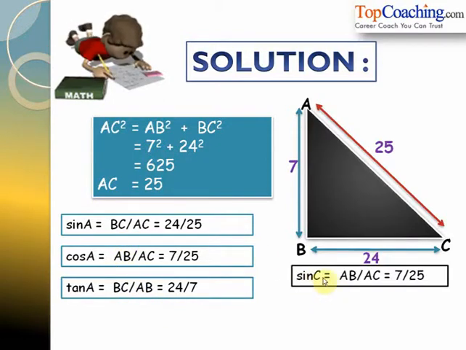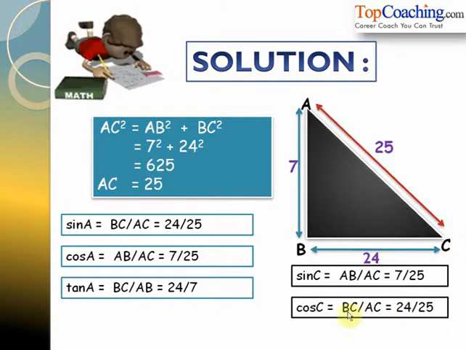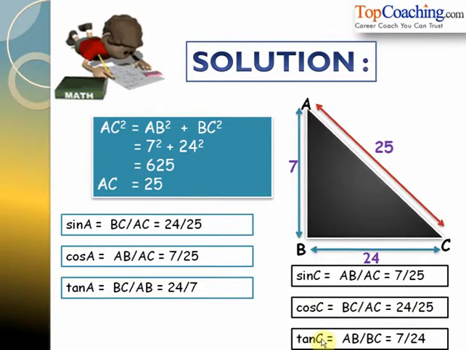Now the value of sin C would be AB upon AC. Now if we take this angle as angle C, therefore sin C in this case would be equal to AB upon AC, which is equal to 7 by 25, height upon hypotenuse. Similarly, cos C would be equal to BC upon AC, base upon hypotenuse, and this is equal to 24 upon 25. And the last is tan C. Now we know that tan C would be equal to height upon base, which is AB upon BC. Thus this is equal to 7 divided by 24.